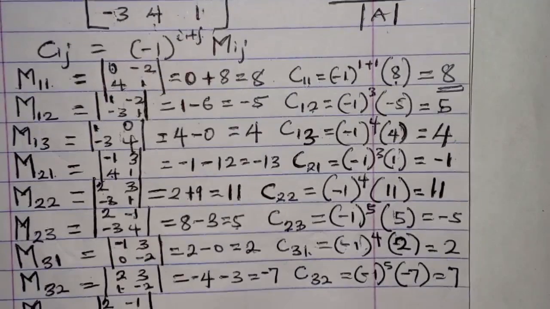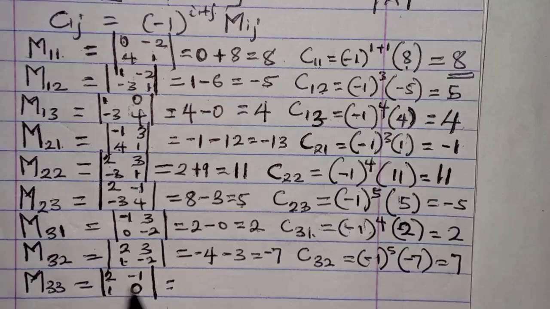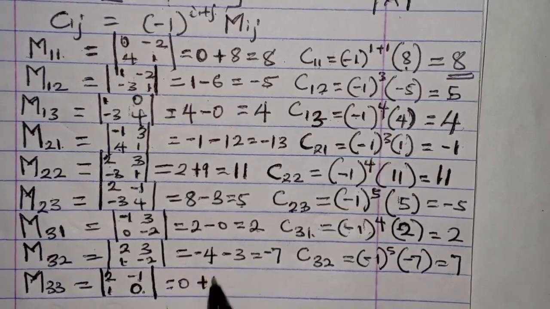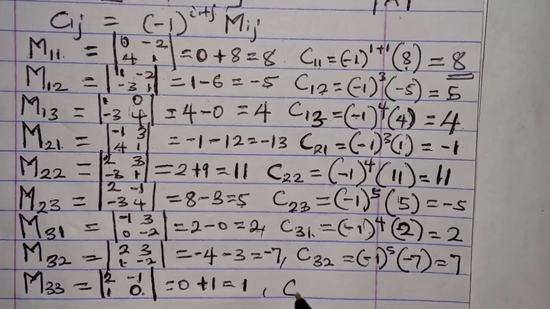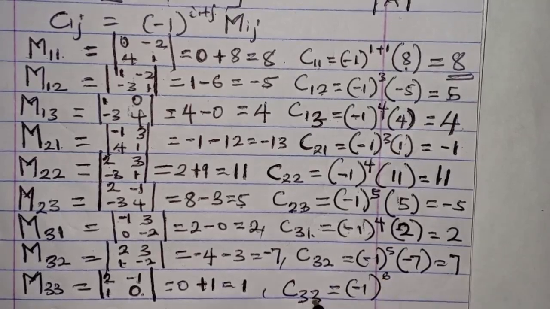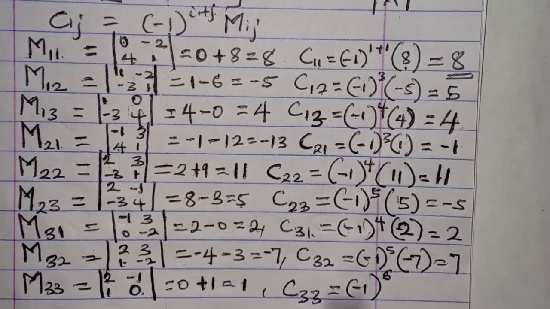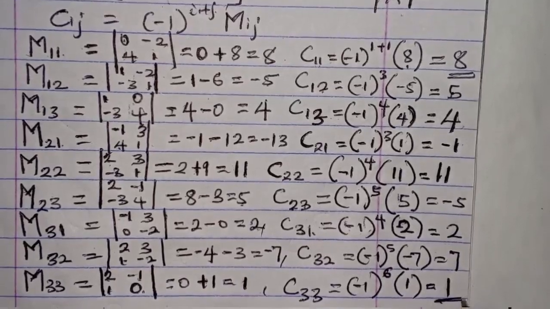2 minus 1, 1, 0. Okay, so the determinant is 2 times 0 is 0, 1 times minus 1 is minus 1. That will be plus 1, which is 1. The corresponding cofactor of the element is negative 1 to the sixth, because 3 plus 3 is 6, into the minor, which is 1. And that will give us positive 1.